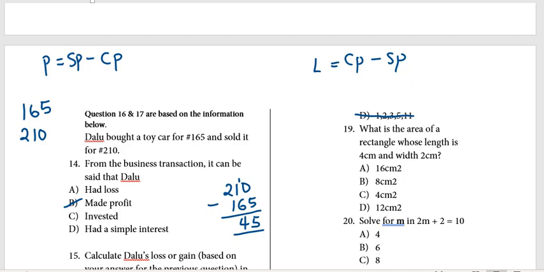So that's the only reason why option A is wrong. Okay, let's check question 19. What is the area of a rectangle whose length is 4 cm and width is 2 cm? Now remember, area of a rectangle is length times width, or length times breadth. So what's the length here? Whose length is 4 and width is 2? And that's giving us 8 cm squared. So the option here is option B. This 2 is actually squared, not really just 2.